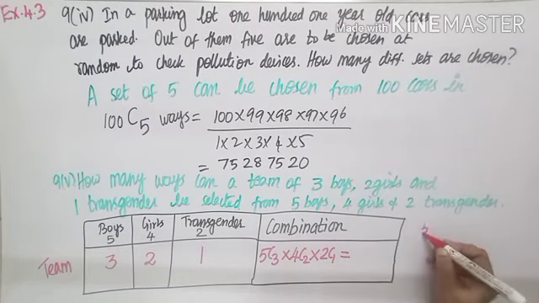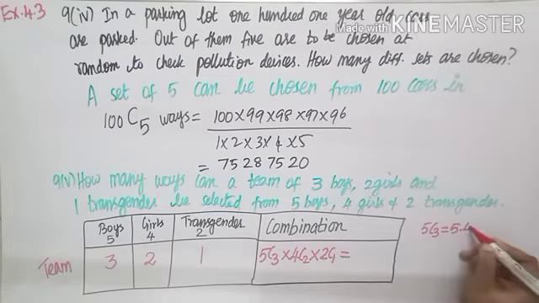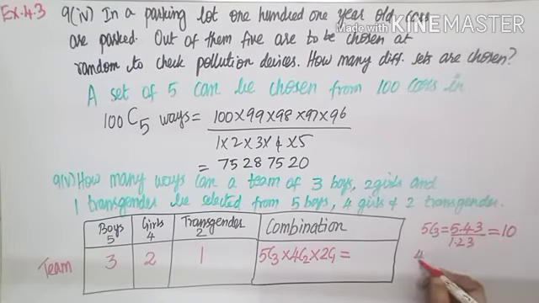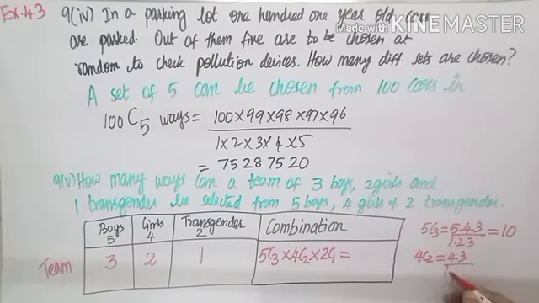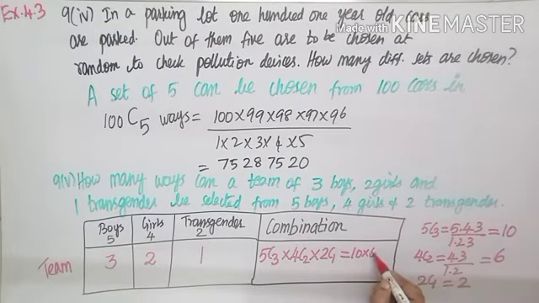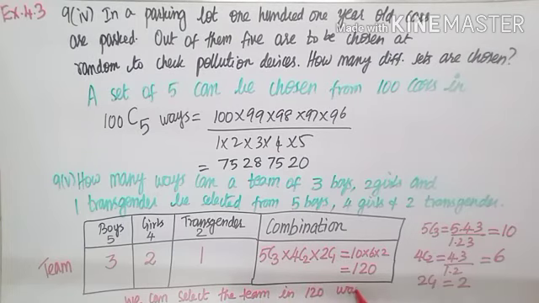Let us do the calculation. 5C3: 5 into 4 into 3 by 1, 2, 3. Cancel, it is 10. 4C2: 4 into 3 by 1 into 2, it is 6. 2C1, whenever 1 is coming, 2 is my answer. Same number will come. Multiply it all: 10 into 6 into 2, so it is 120. So how many teams can be selected? We can select the team in 120 ways, and that is the answer.